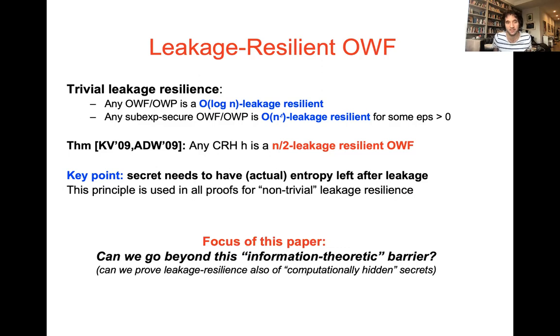And the focus of this paper is, can we go beyond this type of information theoretic barrier? Can we go beyond leakage resilience of secrets that are information theoretically hidden? In other words, can we also prove leakage resilience for secrets that are just computationally hidden? In other words, they are information theoretically determined, but computationally, they have maybe some entropy in them.